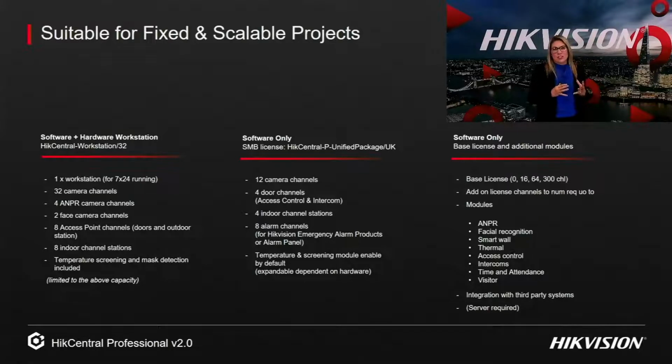It's a workstation, so it's a PC that comes complete with the software. In that PC, the software that it comes with is a 32-channel camera license, 4 ANPRs, 2 facial recognition, 8 access control points, 8 intercom points, and temperature screening as standard. Now, if you're running this workstation as your server, because predominantly we've said you'd have a server running talking to recorders and then you'd have your clients, if you're going to have this workstation as your server and client in one, it has to be limited to a point of what it can do.